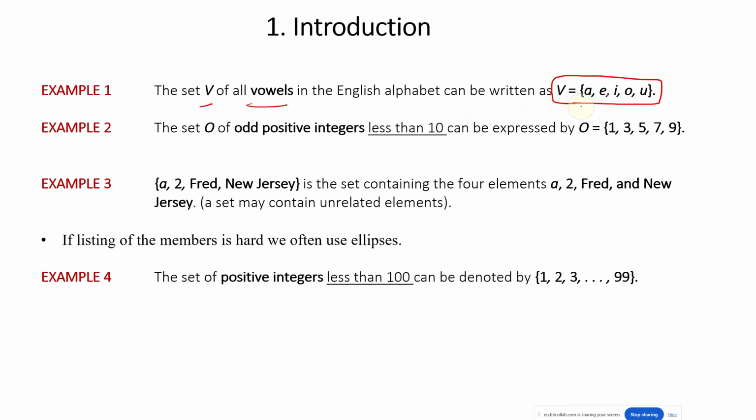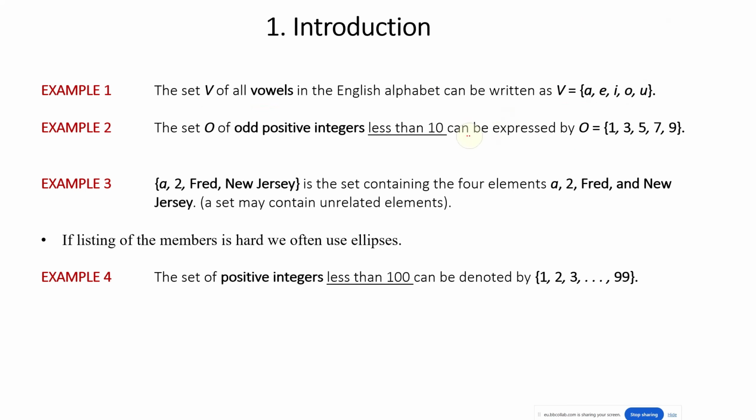We can also have another type of set. We represent it with curly braces, and each element is separated by a comma: the first element, comma, second element, comma, third element, etc. And this is how we represent sets.